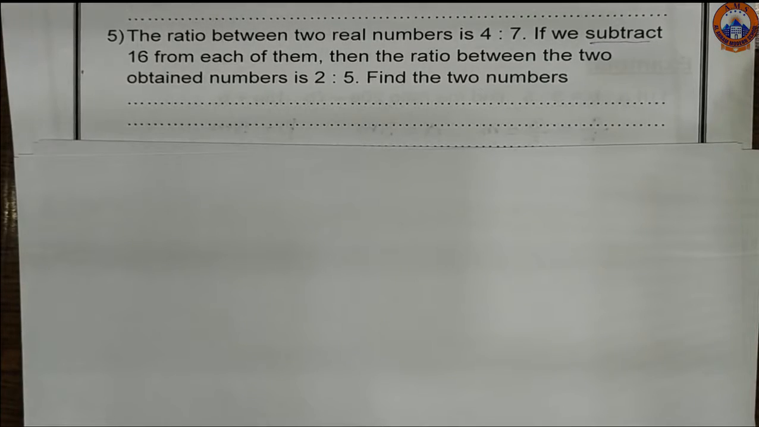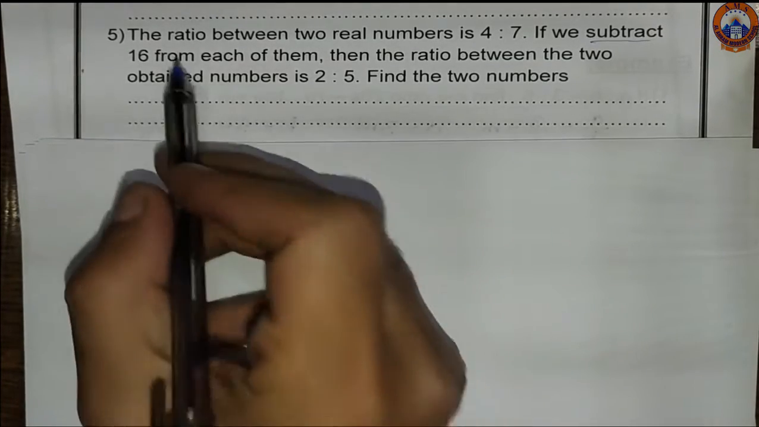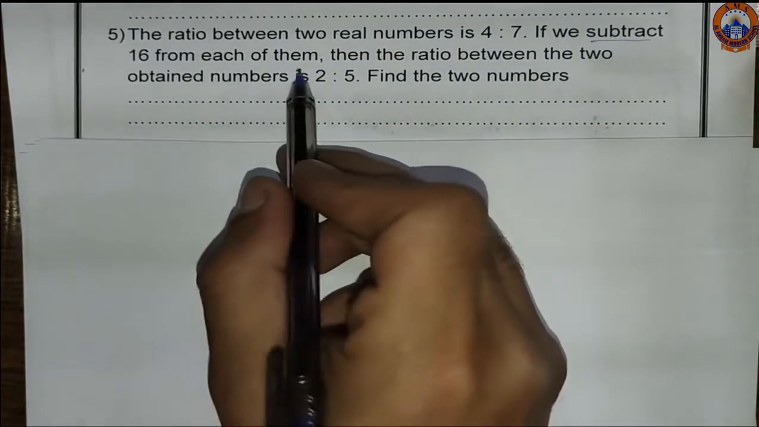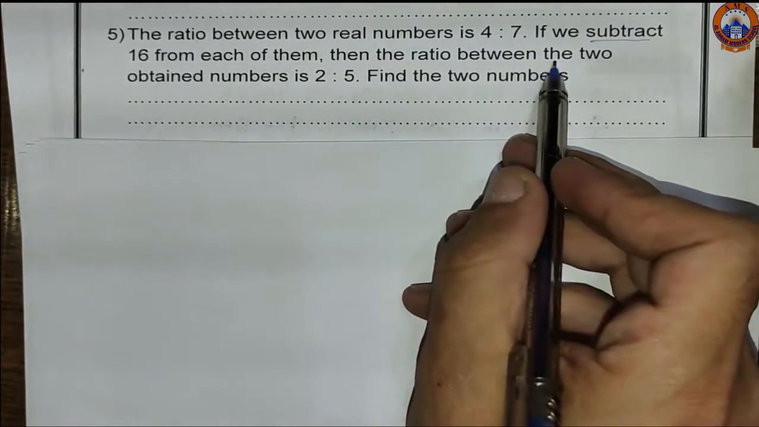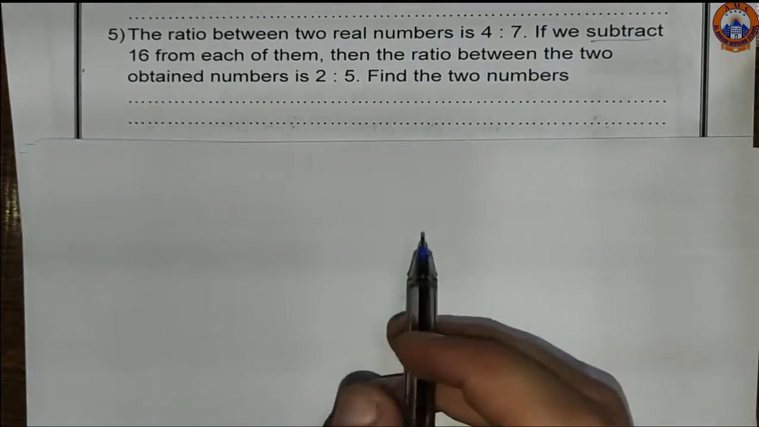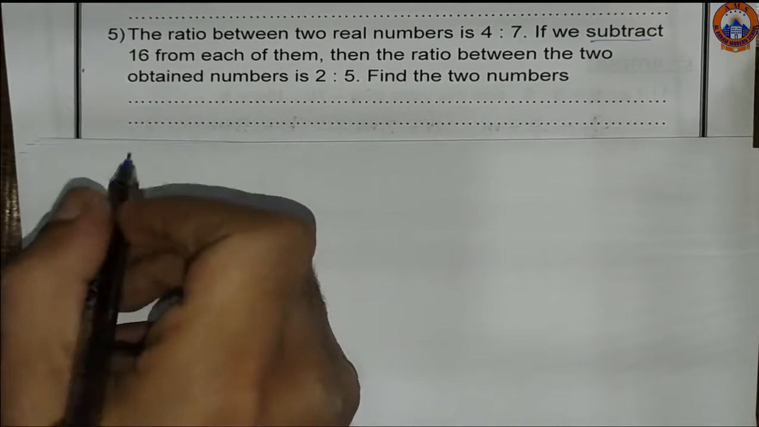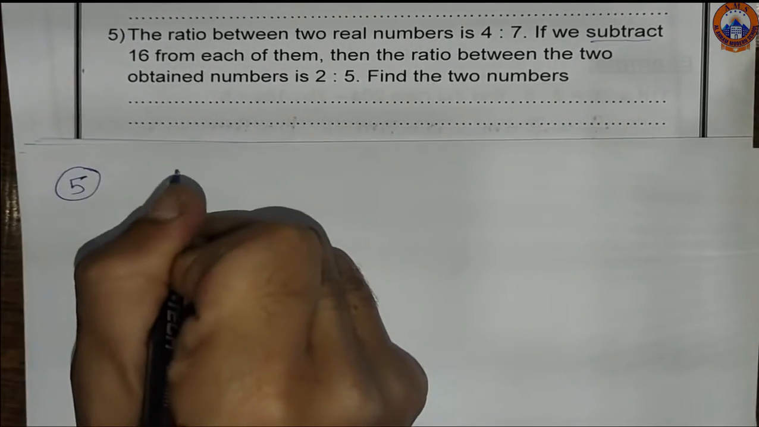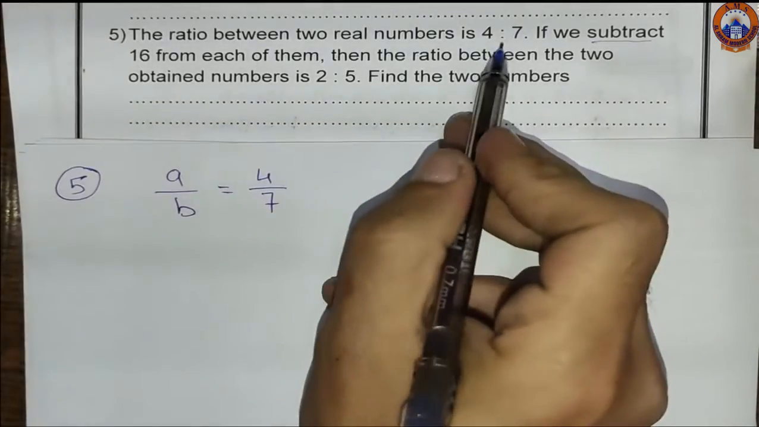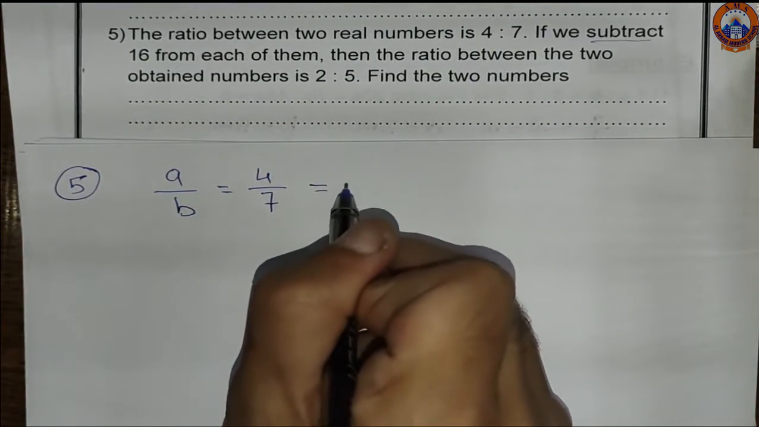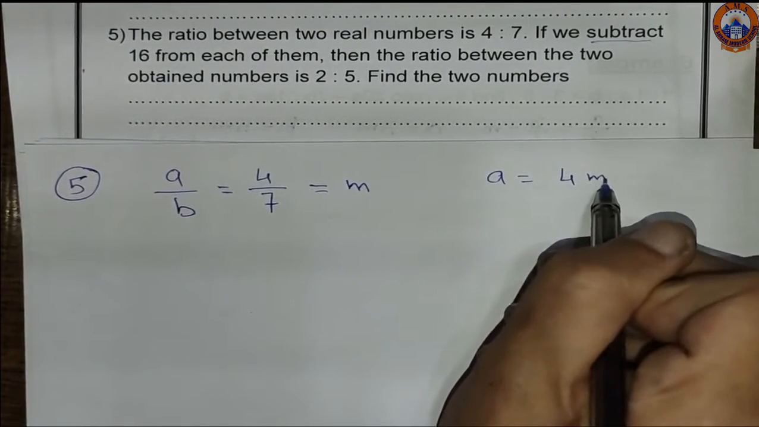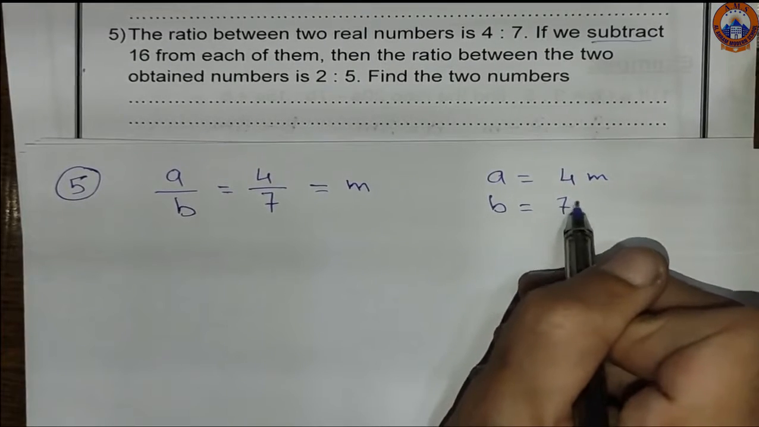Another example, example number 5. If the ratio between two real numbers is 4 to 7, and if we subtract 16 from each of them, then the ratio between the two obtained numbers is 2 to 5. Find the two numbers. So in this example, we will say that a over b equals 4 over 7, and this is the original ratio, and this is equal to m. So a equals 4m and b equals 7m.